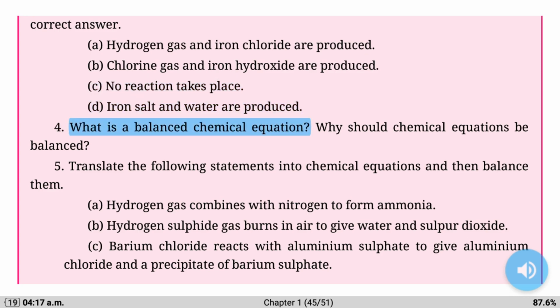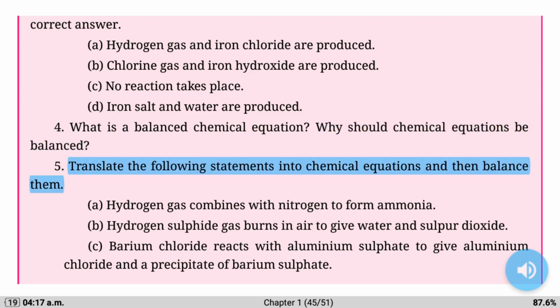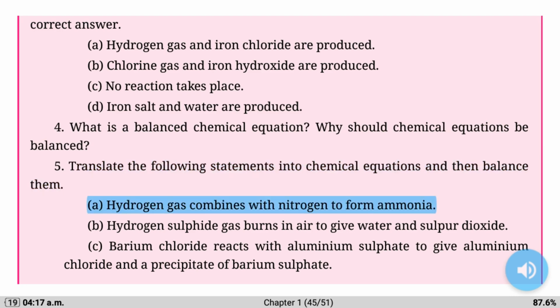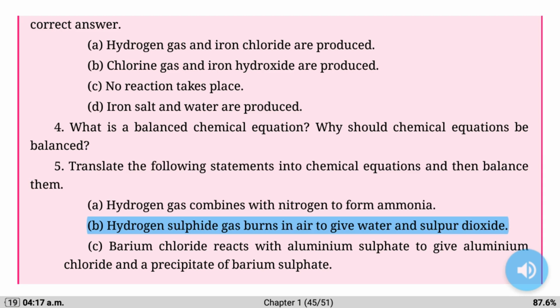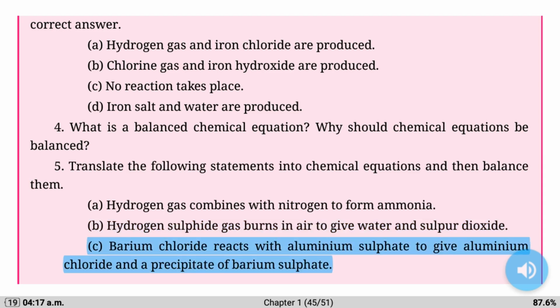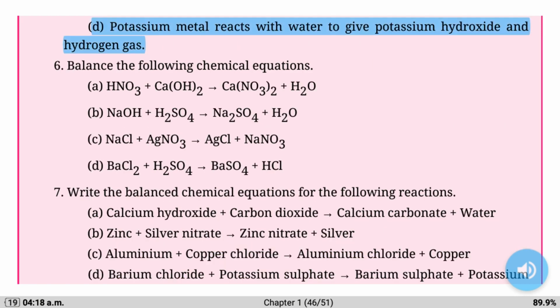4. What is a balanced chemical equation? Why should chemical equations be balanced? 5. Translate the following statements into chemical equations and then balance them. A. Hydrogen gas combines with nitrogen to form ammonia. B. Hydrogen sulfide gas burns in air to give water and sulfur dioxide. C. Barium chloride reacts with aluminium sulfate to give aluminium chloride and a precipitate of barium sulfate. D. Potassium metal reacts with water to give potassium hydroxide and hydrogen gas.